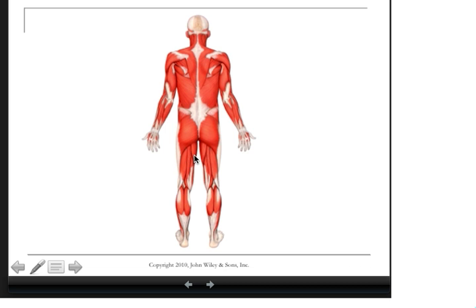Down here you can see these muscles. These are the hamstring group. All right, and so, what are the muscles of the hamstring group? Well, the biceps femoris, the semimembranosus, and the semitendinosus.